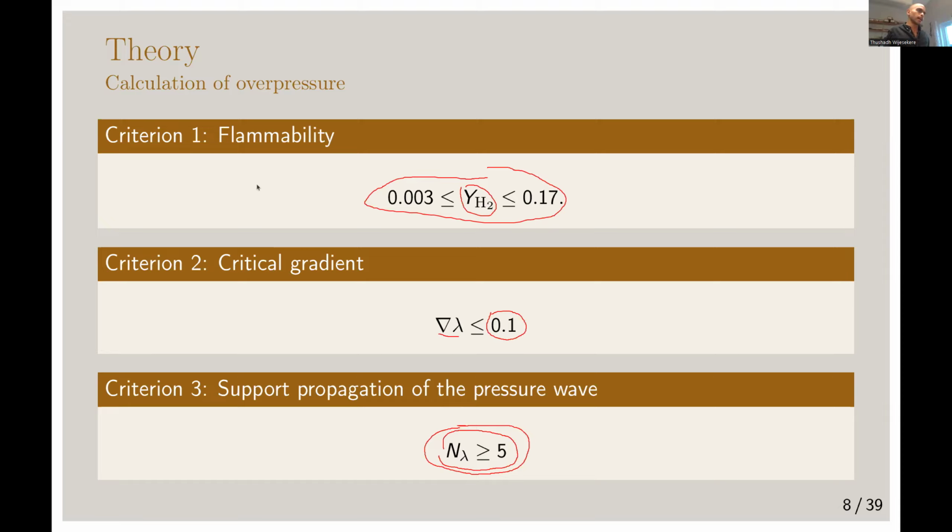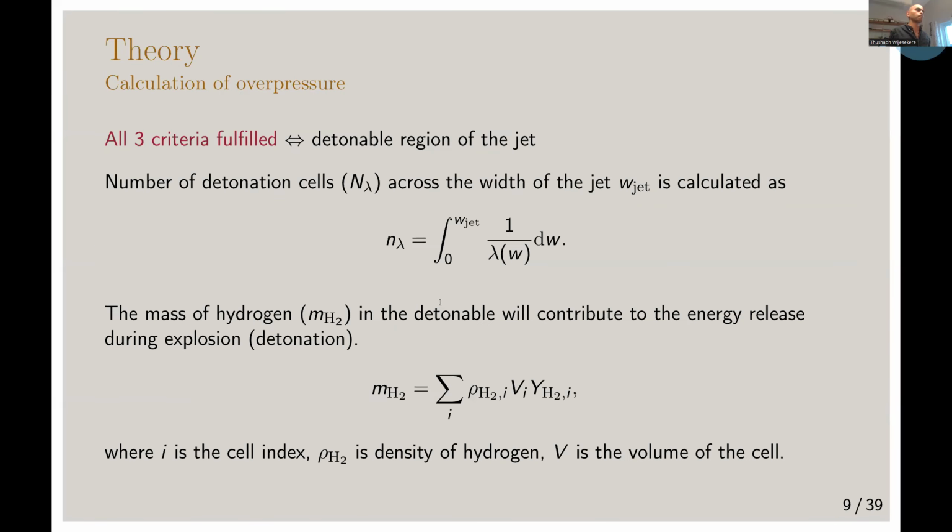So in the function object, in the development phase, we will try to isolate each criterion and then isolate the regions of the jet that fulfill these 3 criteria. The detonation can only happen if and only if these 3 criteria are fulfilled. So we have to remember that we follow this logic, so to say.